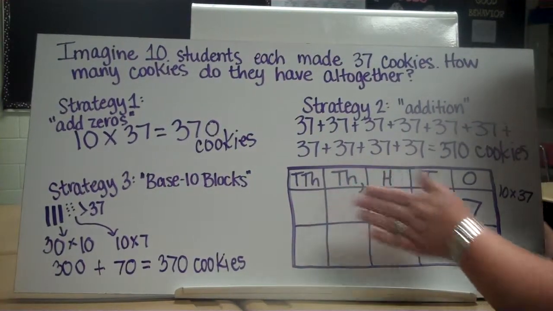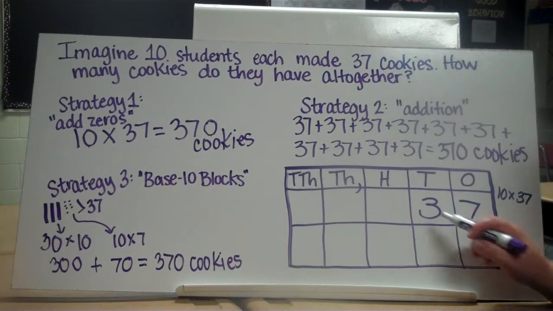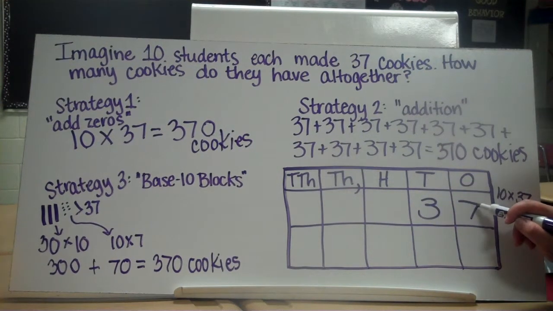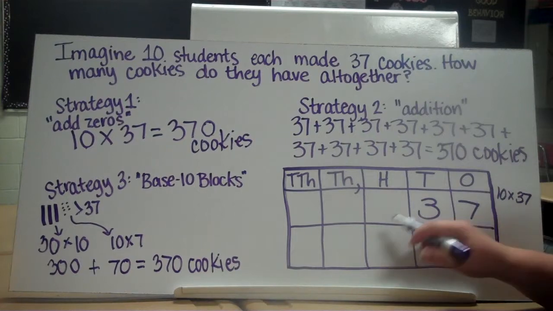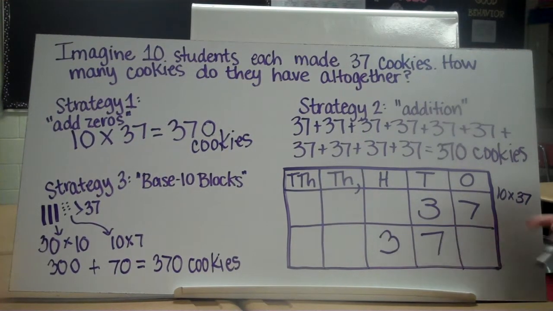Then let's look at our place value chart right here. So I have the number 37. My 3 represents 30 in the tens, and my 7 represents 7 ones. I multiplied by 10. Remember when I said by 10? You go to the left. So I'm going to move 37 one place value over, because it's just times 10.